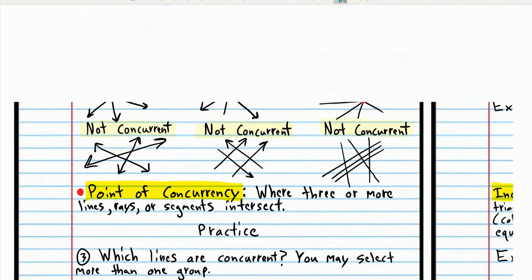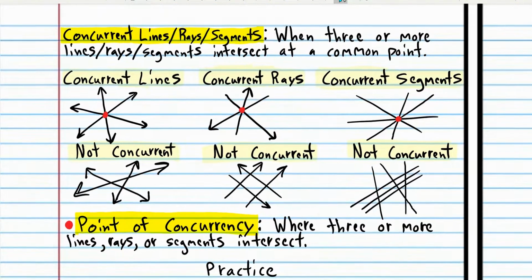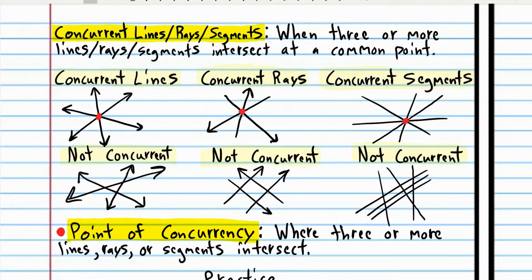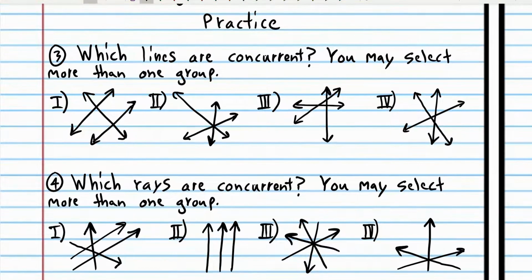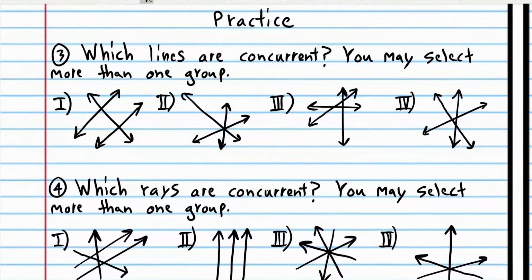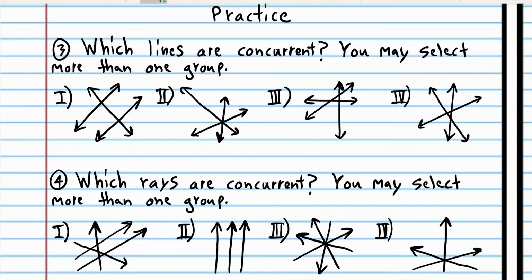So let's go ahead and get a screenshot of all that. And now we're going to do some practice problems. The concurrency is really easy. We're just studying it because we're going to need it for the rest of the class. So number 3, which lines are concurrent? You may select more than one group. So let's see. Which ones do you think are concurrent? If you said 2, you're correct.